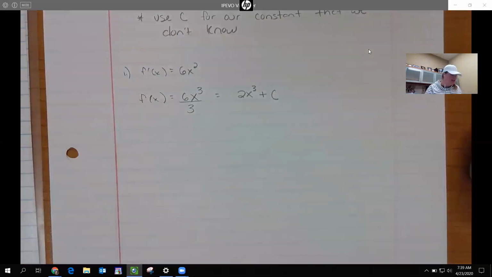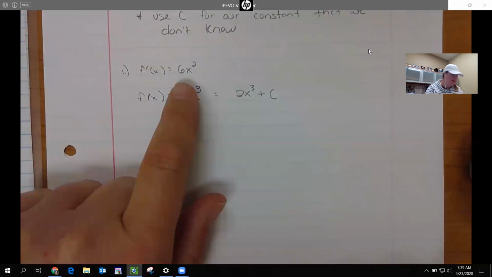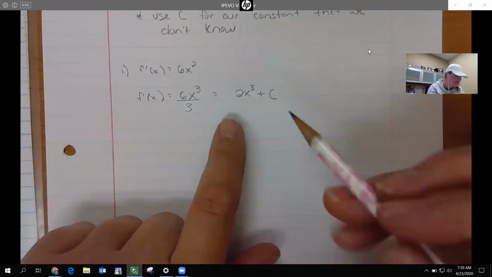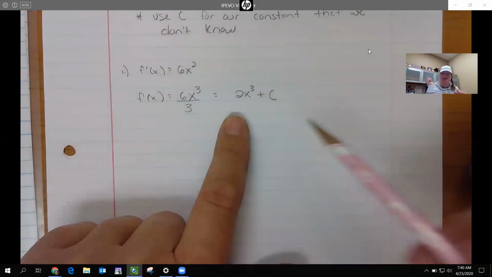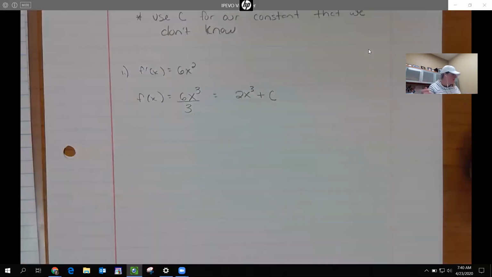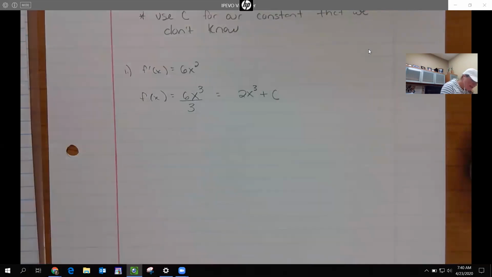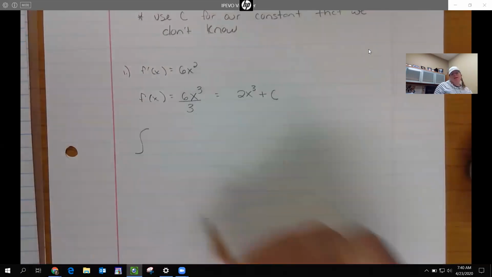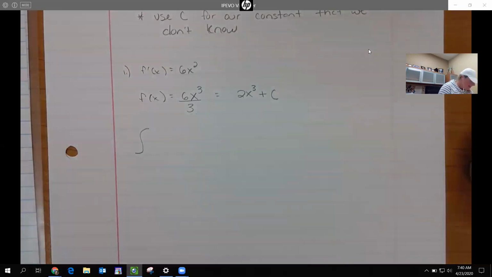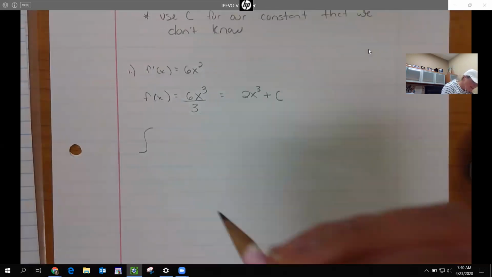And then double check, does this get us back to this derivative? So we would go 3 times 2 is the 6, minus the 1 is the square. So perfect. And then whatever number would have dropped off. So this does get us back to our derivative. So let's write down this idea. We use a new symbol, and to me it kind of looks like a fancy S. And this is an indefinite integral.